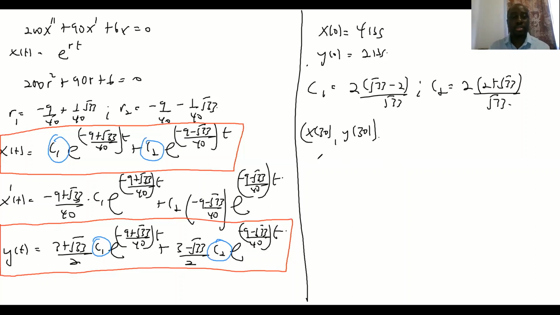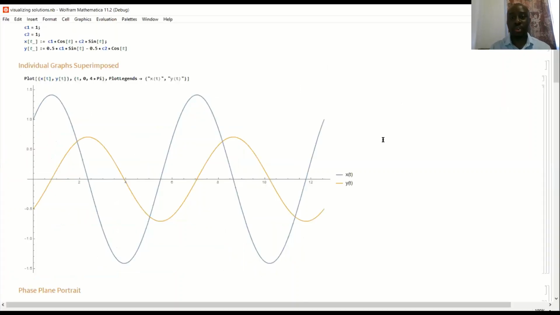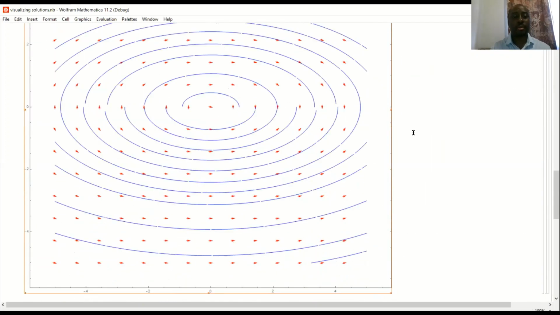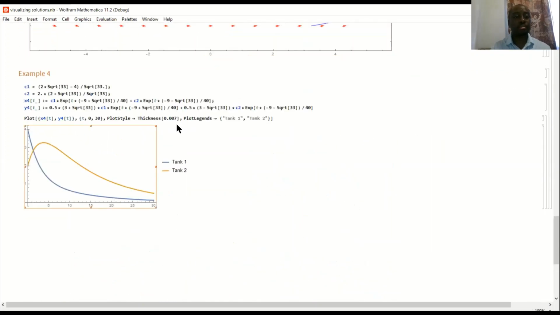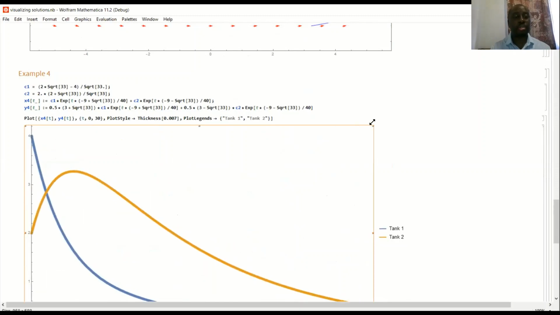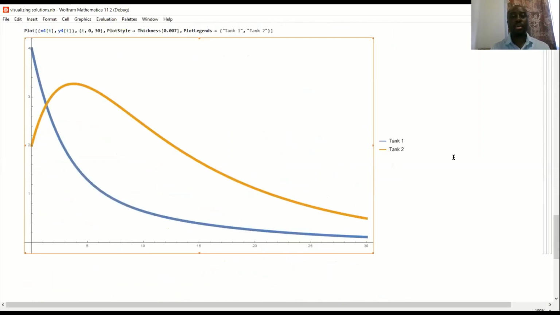Okay, so I went ahead to superimpose the two solutions, x of t and y of t, on the same axis, just so that we could get a sense of how the concentrations are changing over time. So this is done in Mathematica, and this is what it looks like. If I plot both tank 1 and tank 2, so tank 1 is in blue, and tank 2 is in this light brown here. Right? So notice that tank 1 begins from 4 pounds, tank 2 begins from 2 pounds, and just by looking at the graph, we can see the dynamics of the salt change in the two tanks over time.